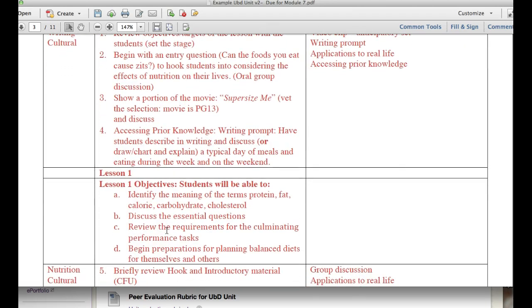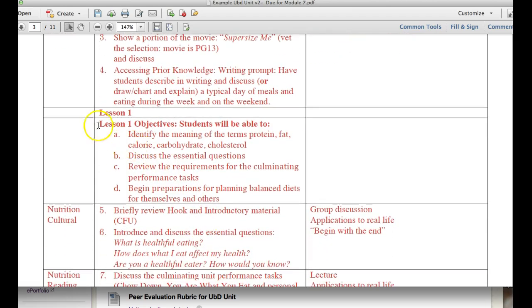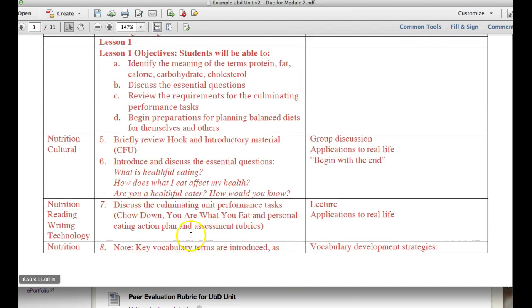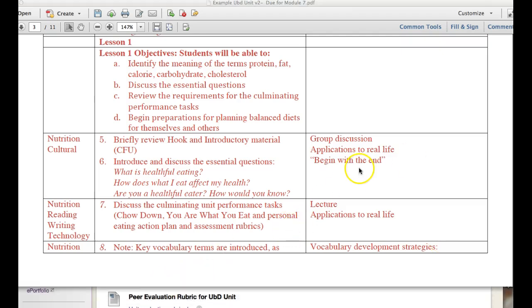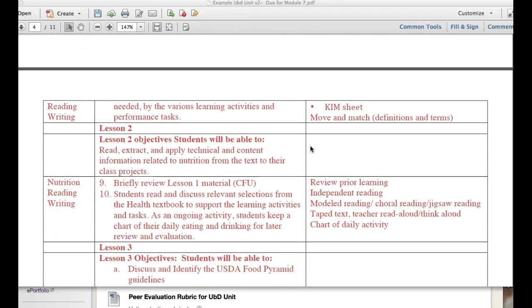So not all objectives are going to go for each lesson. This particular lesson has 4 of the objectives. And so you'll have your lesson 1 objectives for that lesson, and then what you're going to do for the lesson, and the strategies you're using for the lesson. Okay, and so this is all you're going to do for each one of them.